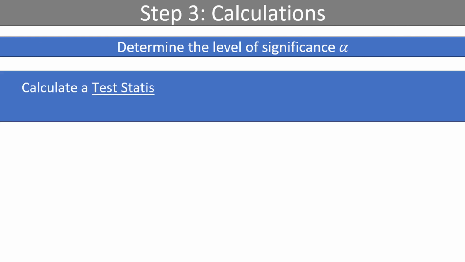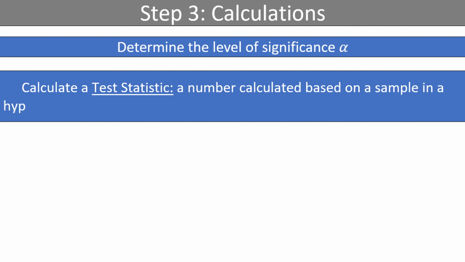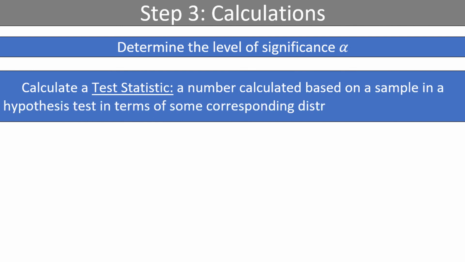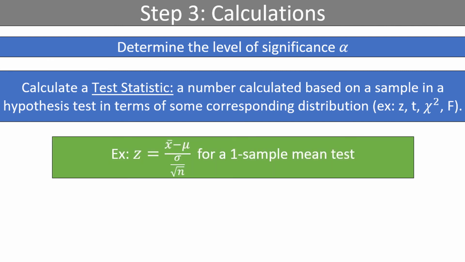In general, a test statistic is a number calculated based on a sample in a hypothesis test in terms of some corresponding distribution, such as the z distribution, the t distribution, the chi-square distribution, or the f distribution. You are probably familiar with the z and t distributions, and we will discuss the chi-square and f distributions in future videos. For example, if we are completing a hypothesis test based on the mean with a known population standard deviation, the test statistic would be found by using the formula z equals x bar minus mu divided by sigma over the square root of n.